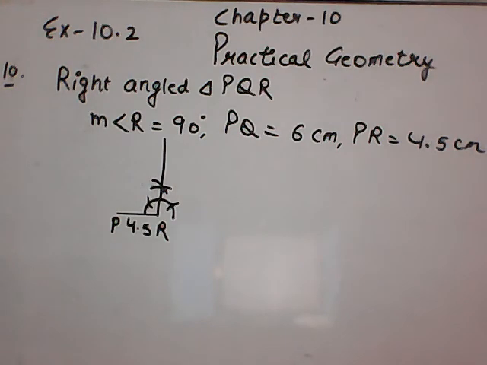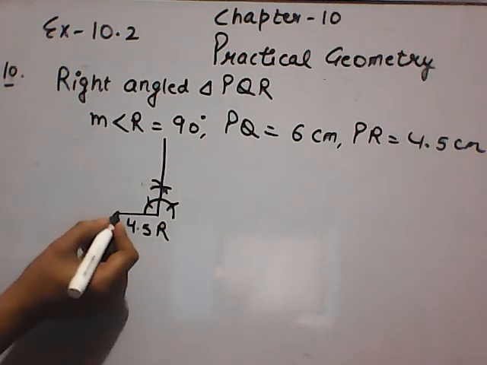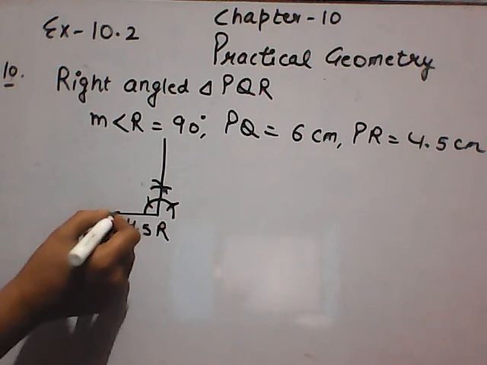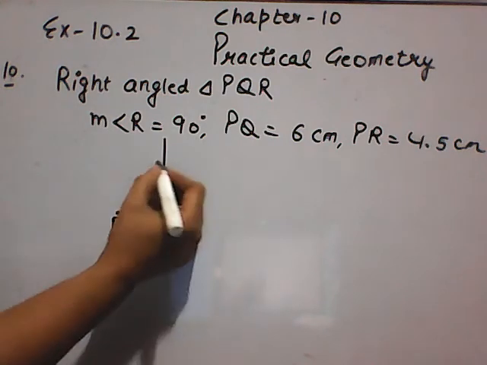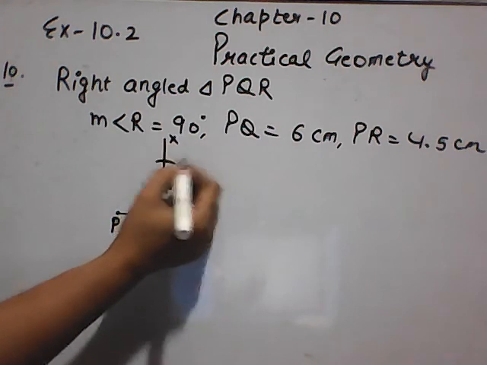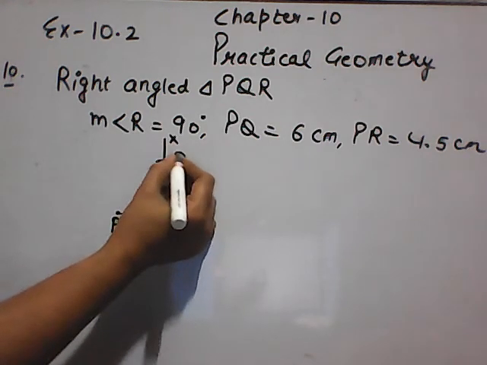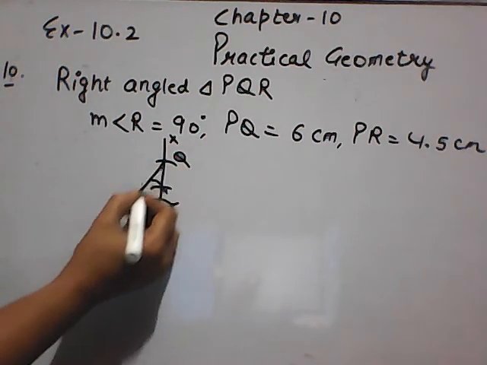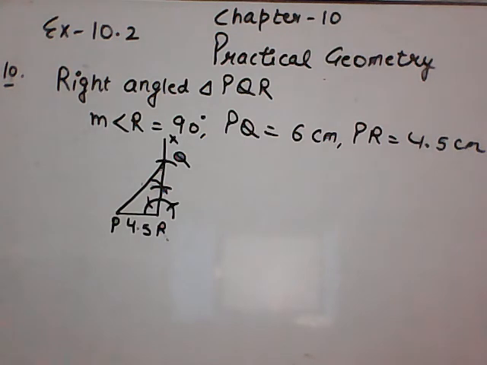Now PQ is also given to you 6 centimeter. You have to open compass with the help of ruler 6 centimeter, 0 to 6. You have to put needle of the compass here at P and you have to draw an arc of radius 6 centimeter. Where it cuts the ray RX, it is point Q. Now you have to join PQ. In this way, you can construct triangle PQR. It is right angle triangle.